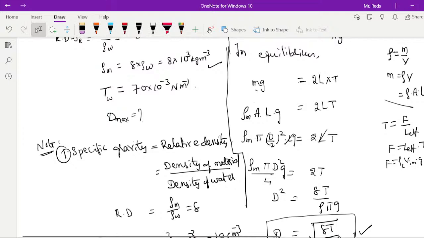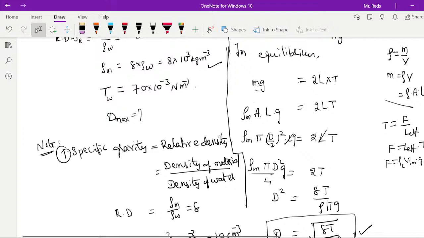Next, it is given that if it is not wet by water, the maximum diameter of the wire in millimeters. That is very important. You are asked to find the diameter in millimeters. The options are given in millimeters, not in meters. Be careful about that. So the maximum diameter of the wire in millimeters up to which it can continue to float is, provided the surface tension is 70 into 10 power minus 3 Newton per meter.